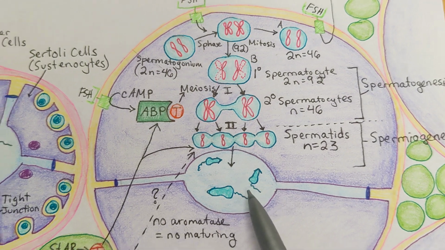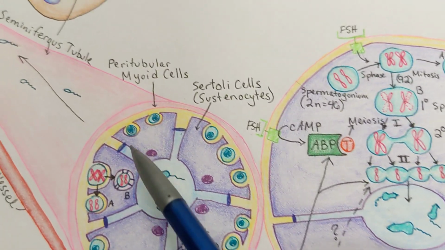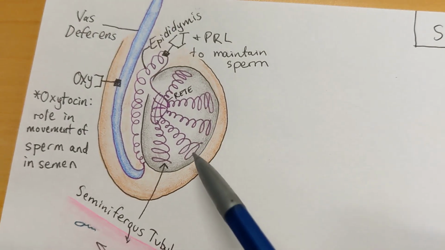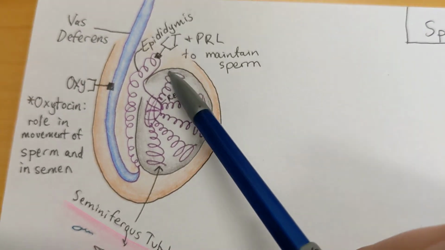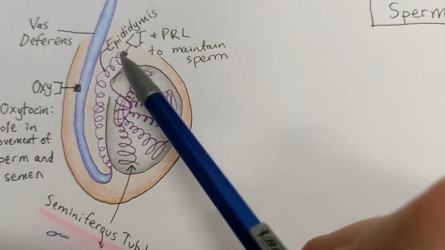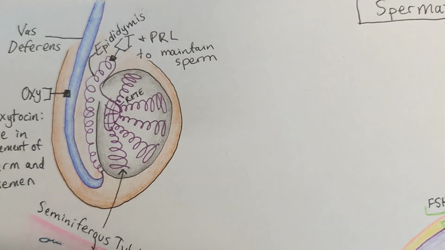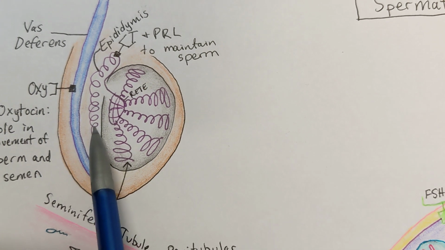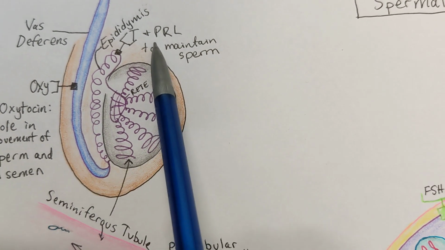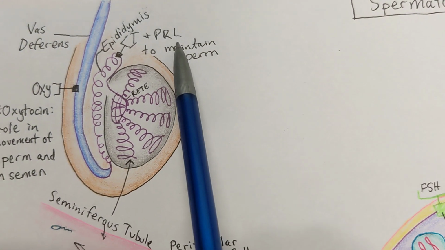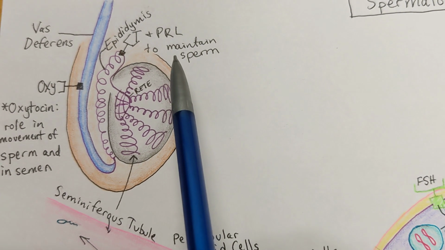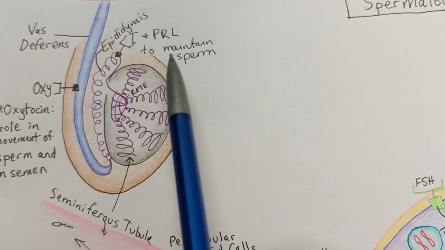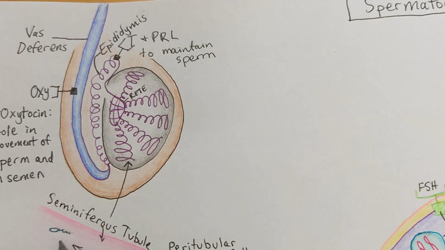And then again, they are going to be pushed up along the seminiferous tubule via these peritubular myoid cells. Okay. They are going to be stored in the epididymis. Okay. And keep in mind that testosterone is really important in maintaining the sperm within the epididymis. Okay. Also, prolactin, a hormone that is generally probably associated more with females because it is pro-lactation, but it is also required to maintain sperm.